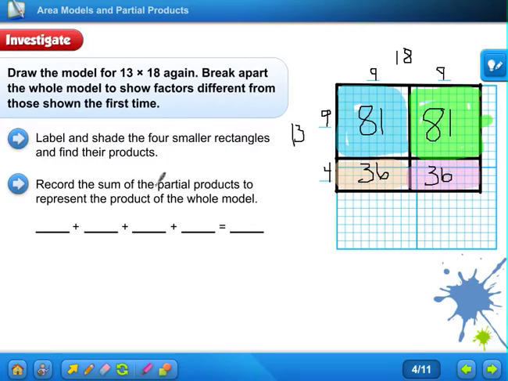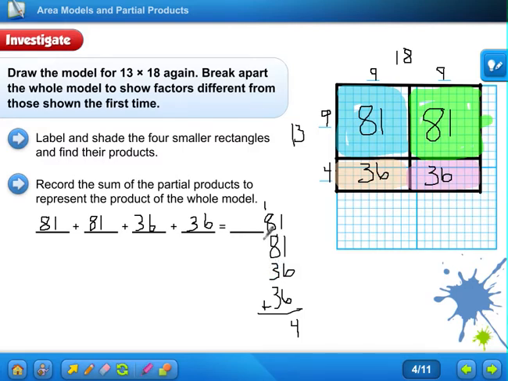So let's fill in our blanks right here: 81, 81, 36, and 36, which equals, let's line them up and down. 81. I'm going to put the other 81 on top just because I don't know if I'm going to have enough room. 36, 36. Then I'm going to add them together. I'm going to put my 1 and my 6 together and my 1 and my 6 together. I know that will be 7, and 7 plus 7 is 14.